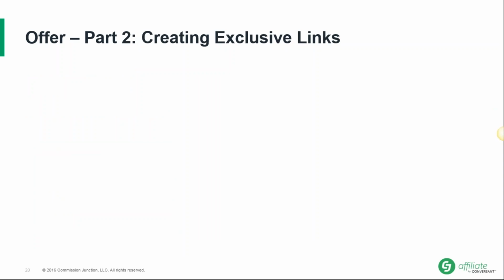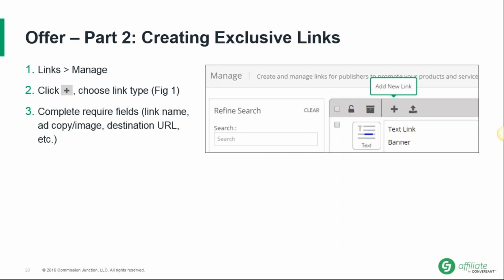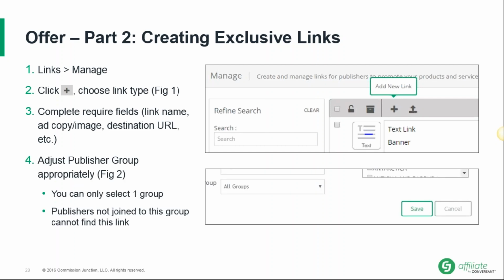Now part 2 of the offer step is how to create special offers or promotional code links for one or more of your groups. To build links that are only visible to one group at a time, you're going to go to your Links Manage page. You'll create a new link by clicking the plus sign at the top and choosing your link type. Follow the steps you need to cover things like the link's name, ad copy, creative file, destination URL, and so on. But before you save it, adjust the publisher group field to the appropriate group you're targeting. You can only select one group per link. So if you need to create multiple links to reach multiple groups, that's how you would do it.